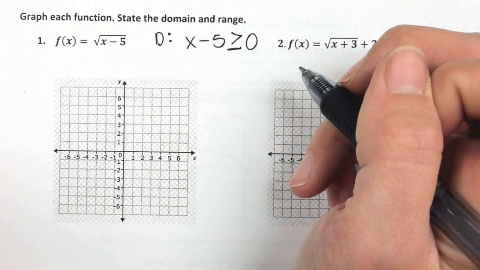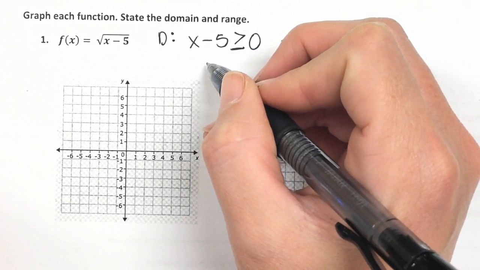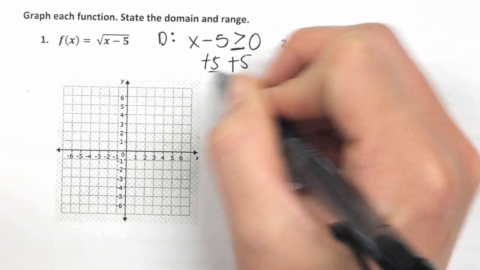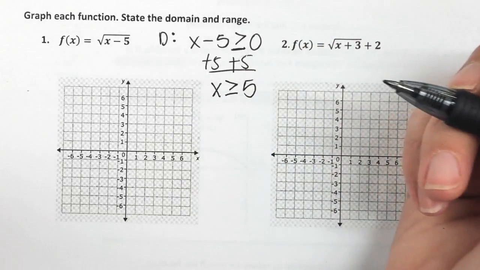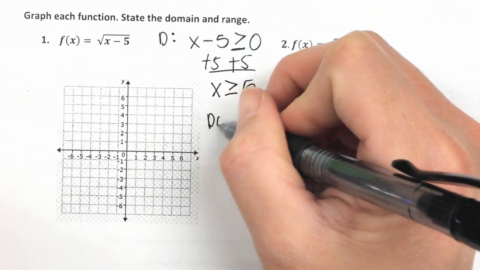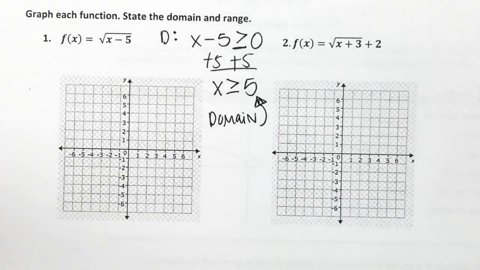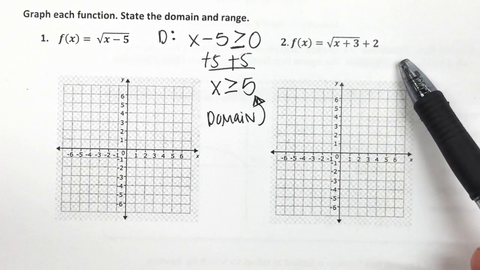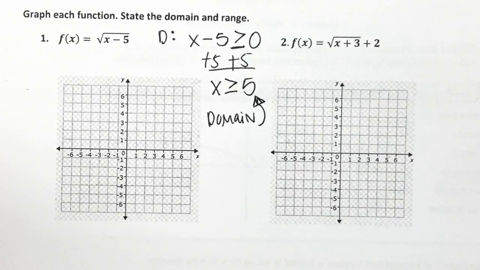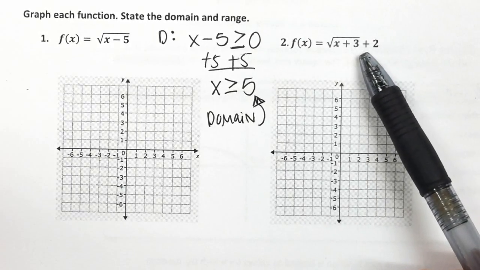And then we just solve for x. So how do we do that? Add 5. So x is greater than or equal to what? 5. That's the domain. So that's how you find the domain on every single problem. Notice how on number 2, it has something outside of the radical. When we're finding the domain, we're only concerned with what's inside the radical. So we would just set x plus 3 greater than or equal to 0.